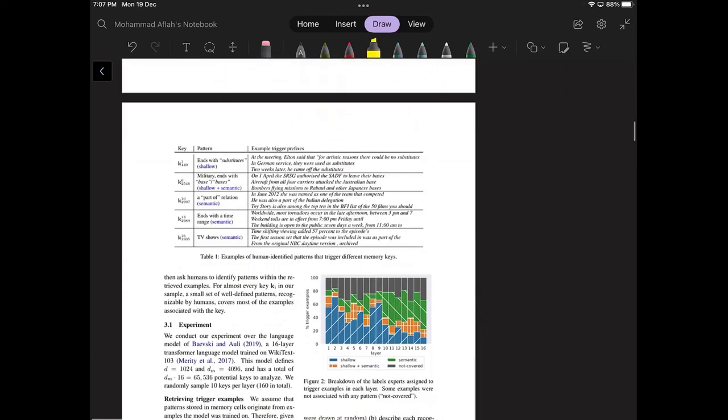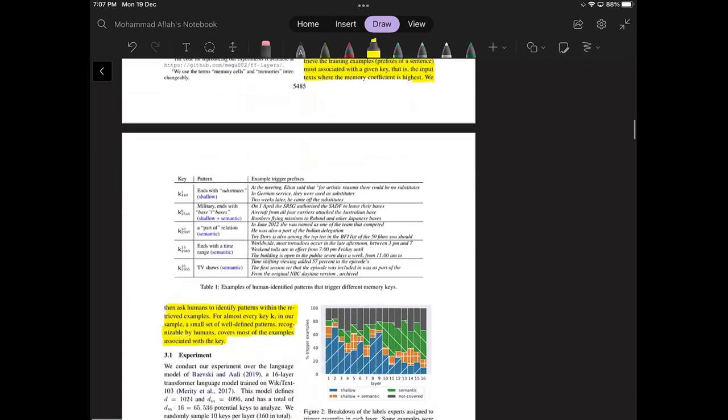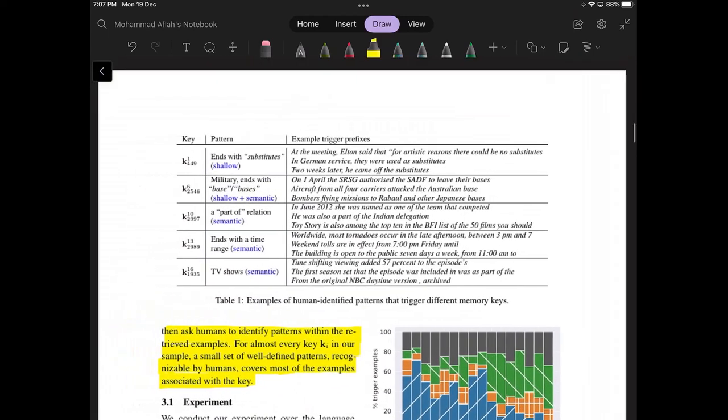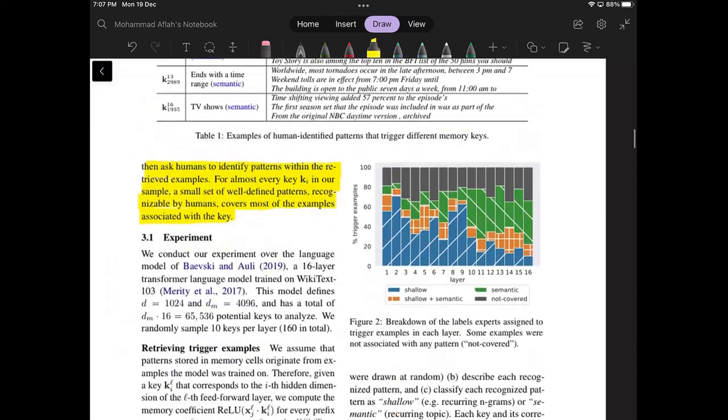Then we ask humans to identify patterns within the retrieved examples. For almost every key in our sample, a small set of well-defined patterns recognizable by humans cover almost everything associated with the keys. So this looks very interesting. This is the experimental setup.